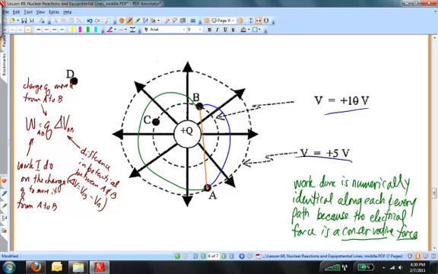If, on the other hand, the test charge starts at C and goes to D, it's going to go downhill, and I'll be doing negative work to keep the charge capital Q from accelerating the little charge little q away from it.